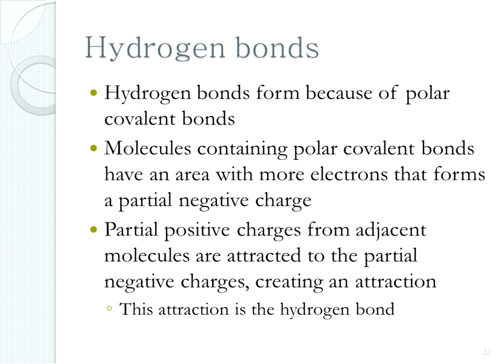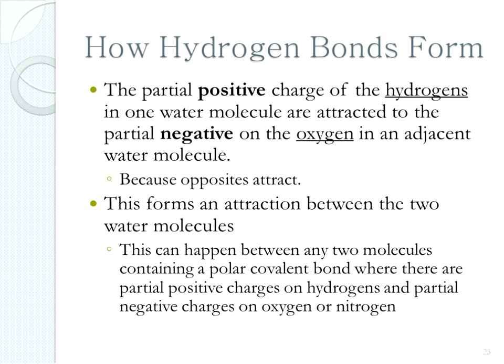That sets up the conditions for our third kind of bond, which are hydrogen bonds. Hydrogen bonds form because of polar covalent bonds. So molecules containing polar covalent bonds have an area with more electrons that has a little bit of a negative charge, and an area that has a little bit of a positive charge. So the partial positive charges from adjacent molecules are attracted to the partial negative charges. This opposites attract principle is what creates the hydrogen bond.